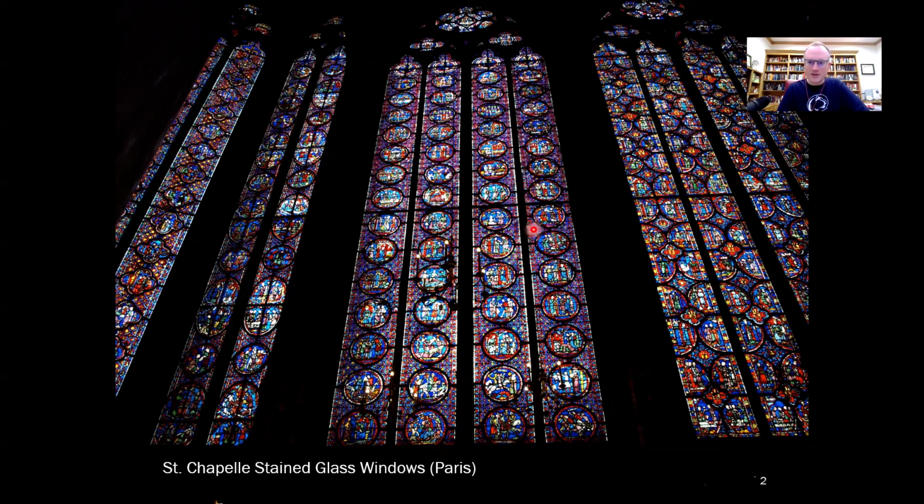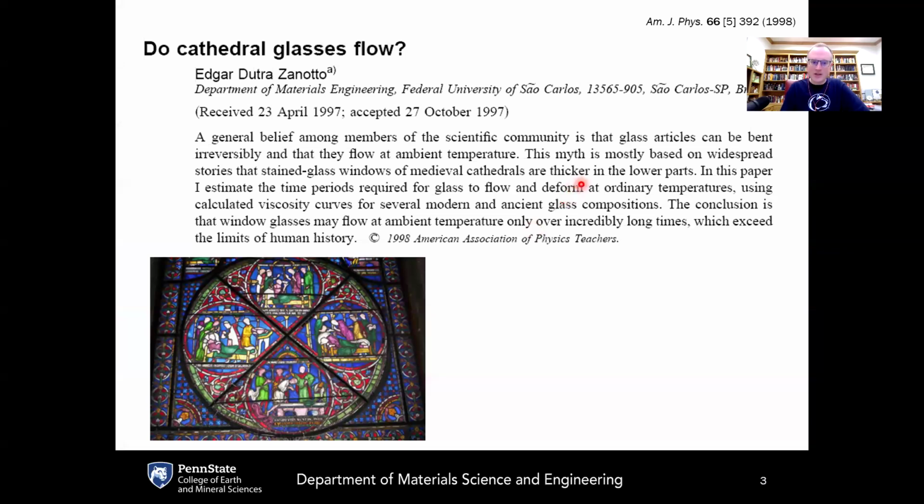So these particular stained glass windows are about 900 years old, and people believe that that is enough time for that glass to be very slowly flowing, becoming thicker at the bottom compared to the top. Now, this is an urban legend that was discovered or learned by one of my good friends who's a professor in Brazil, Professor Edgar Zanotto. And he thought at first that it was just a kind of a local legend within Brazil and was surprised to learn that many of his colleagues from Europe and from North America had also heard similar stories.